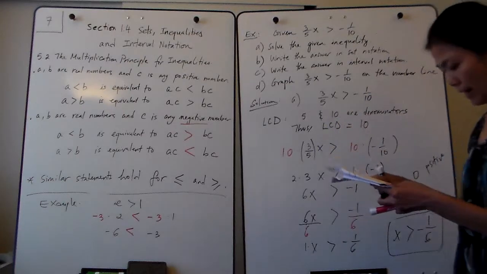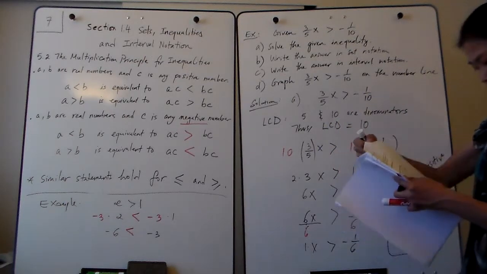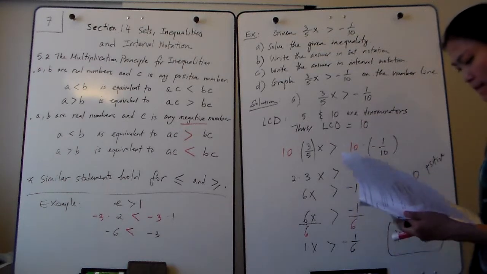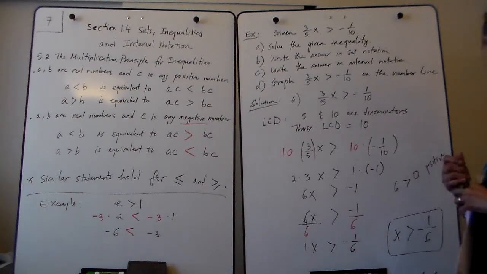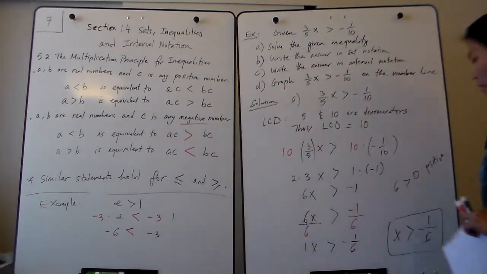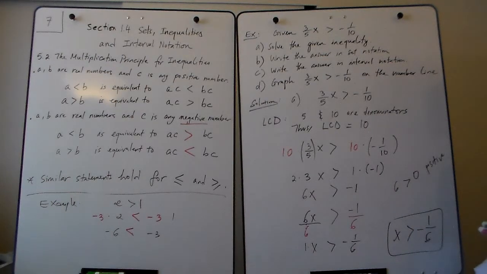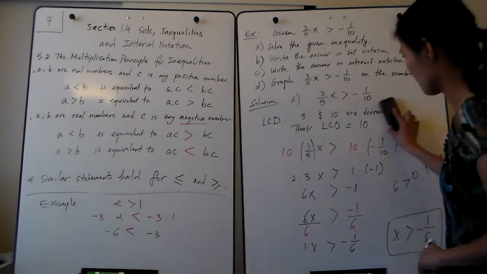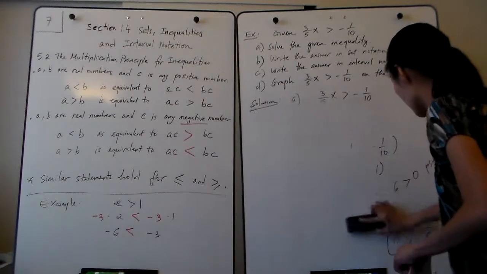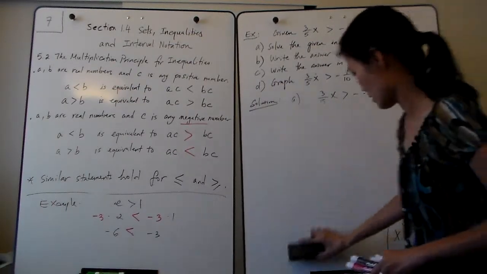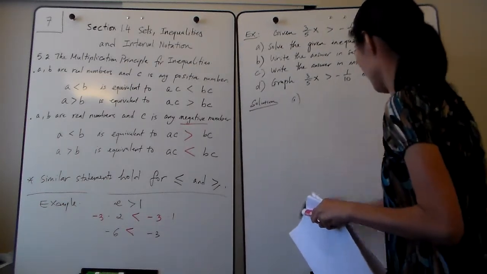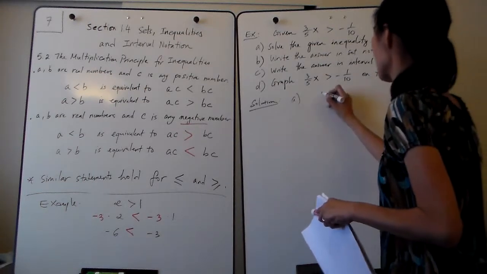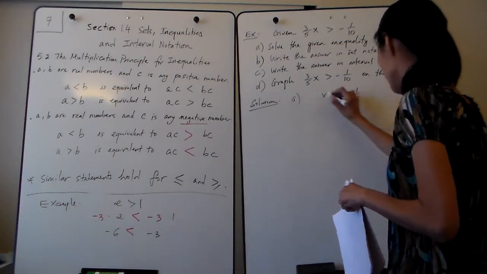For this part A, let me verify. Yep, so that's part A. And we need to solve part B, which is write the answer in set notation. So I'll give you a moment to copy this before I erase it. Okay? So we know the answer. Part A is x greater than negative 1/6. I'm just writing the answer for part A, which is x greater than negative 1/6.